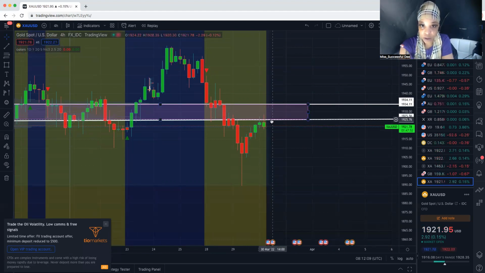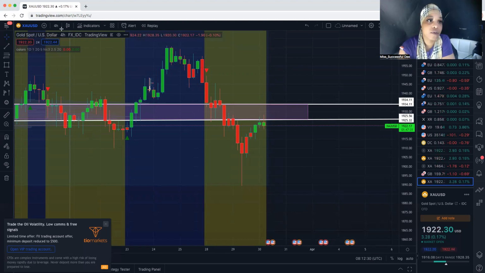So since we saw that it rejected off in the last 4 hours, we would wait for the wick and get in on the wick. That's what we're aiming for. So the market came up to 1928 and is dropping.